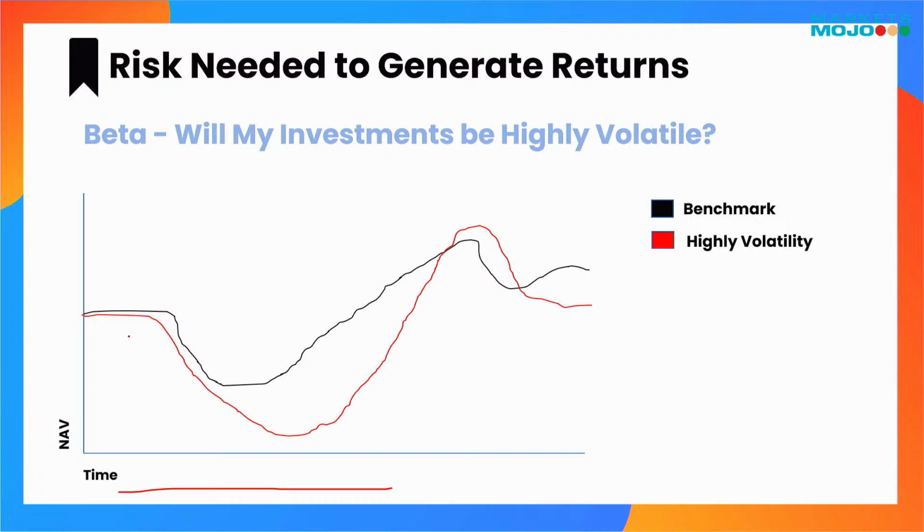This is an example of a highly volatile mutual fund scheme. That is, if the benchmark corrects a bit, the highly volatile scheme will correct even more. If the benchmark rises, it will rise faster.